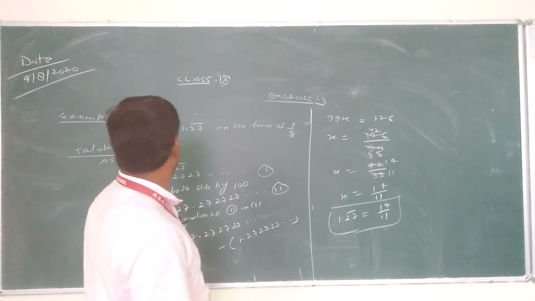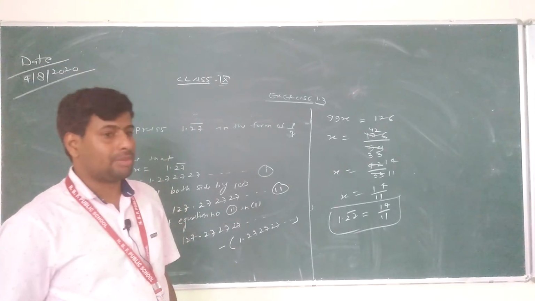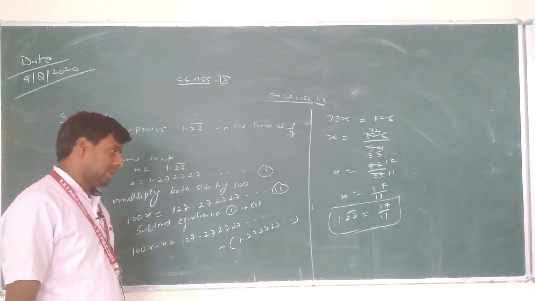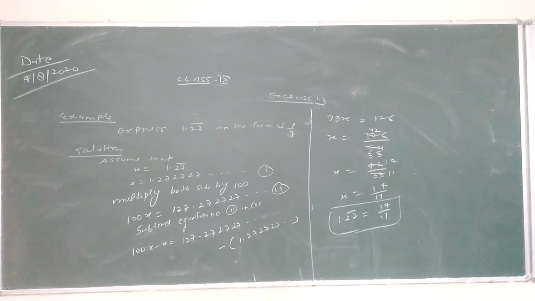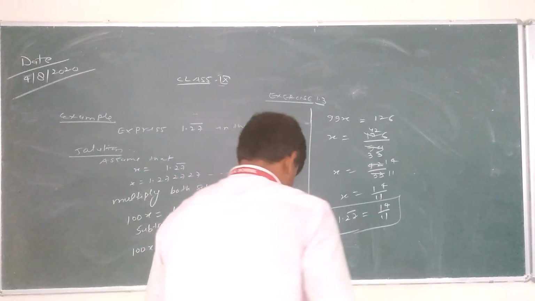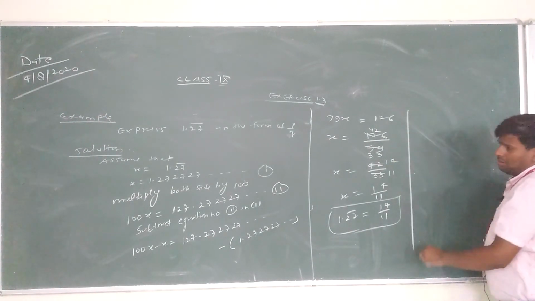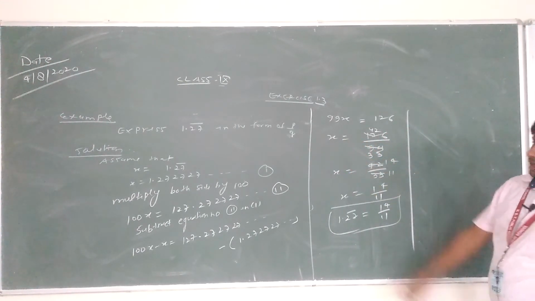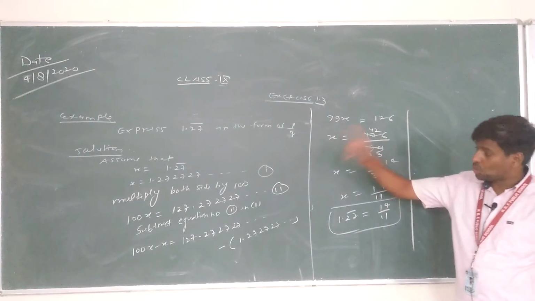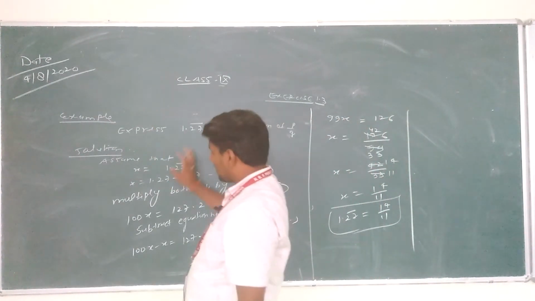So in this process, we can represent any rational number which is non-terminating but repeating in the form of p by q. So students, we completed these two types of questions. In example one, only one digit is repeated. In example two, two digits are repeated.